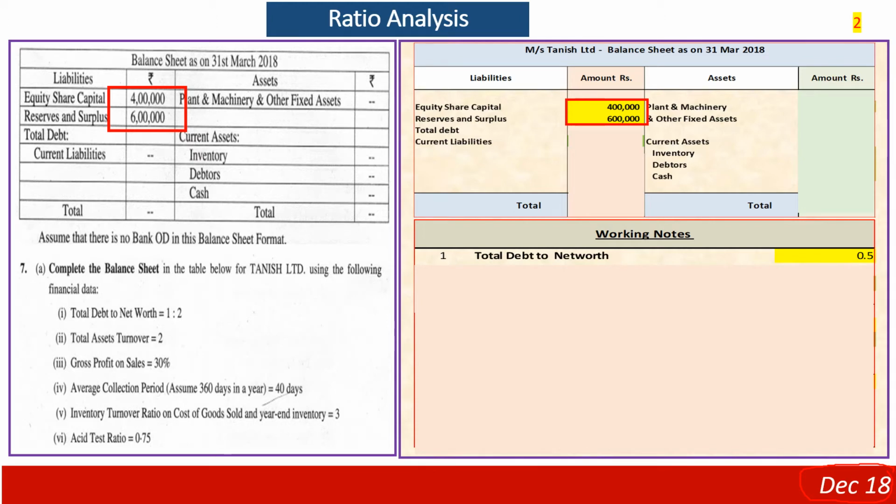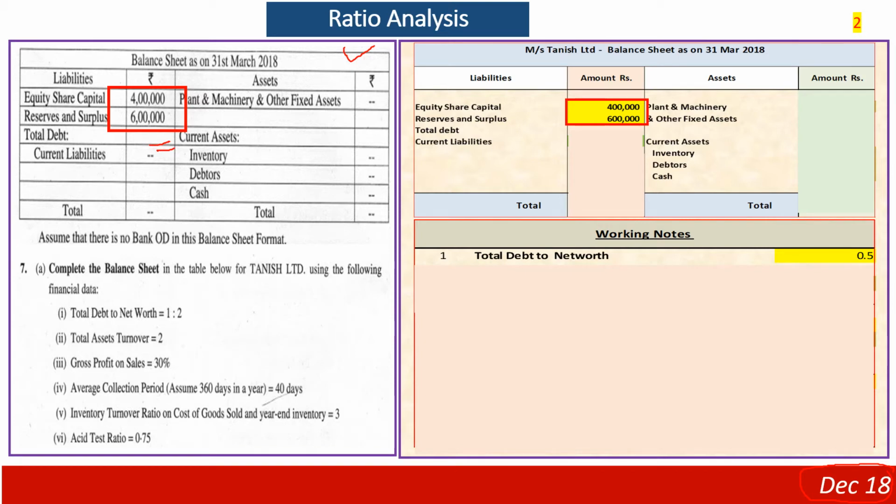What we normally do is, in a problem of this type, whatever details the problem gives, we first capture it. In this case, this is a problem on completing a balance sheet, and they have given share capital and reserves and surplus. As the first step, we put a template of balance sheet with heads as given in the question, and we post the figures given by them.